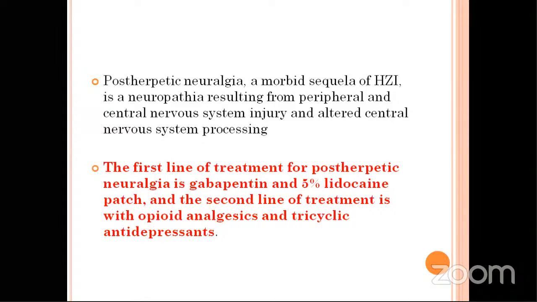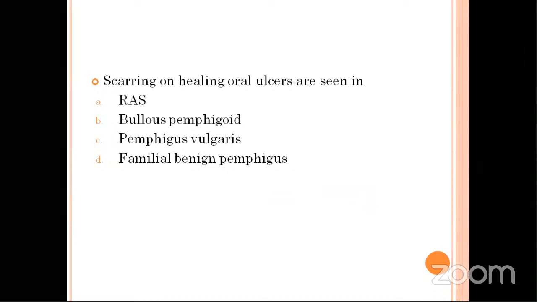The nerve which supplies only that area is called the dermatome. In whichever area is affected, there will be very severe scarring. So because of that, like neuralgia, the patient gets pain, without knowing why, without any cause there will be severe pain. Okay, for that the first line of treatment is gabapentin. The second line is opioids and tricyclic antidepressants. Scarring on healing of oral ulcers is seen in recurrent aphthous stomatitis major type. Okay, recurrent aphthous stomatitis and zoster are the conditions where you will see scarring of the oral ulcers.